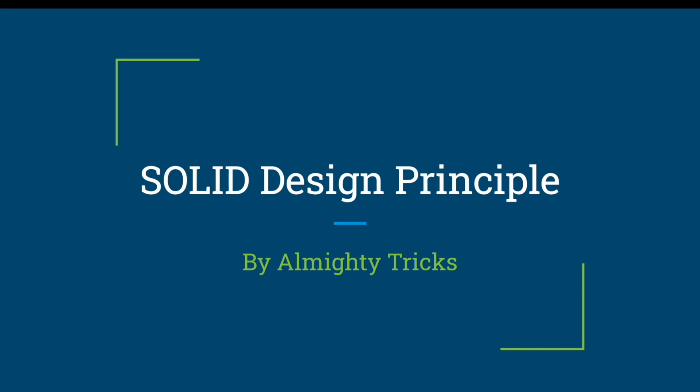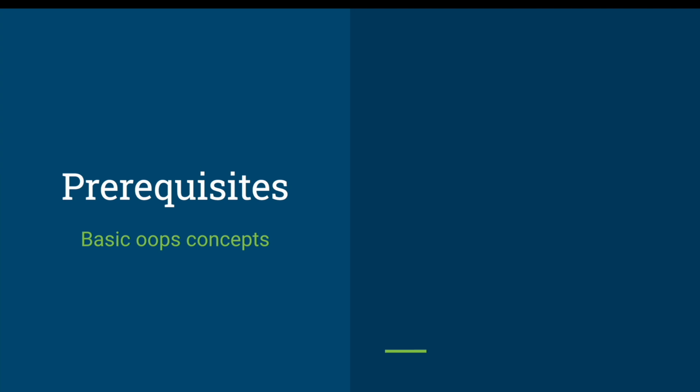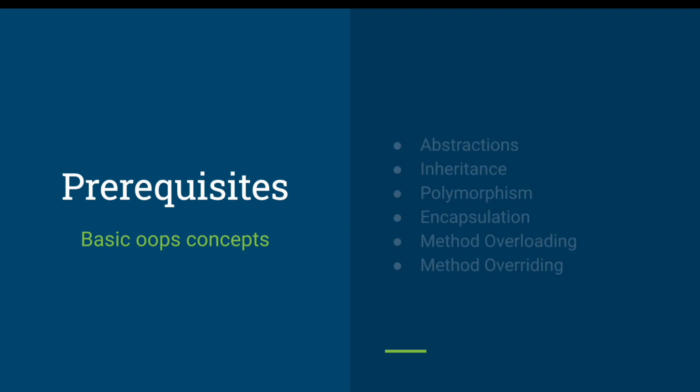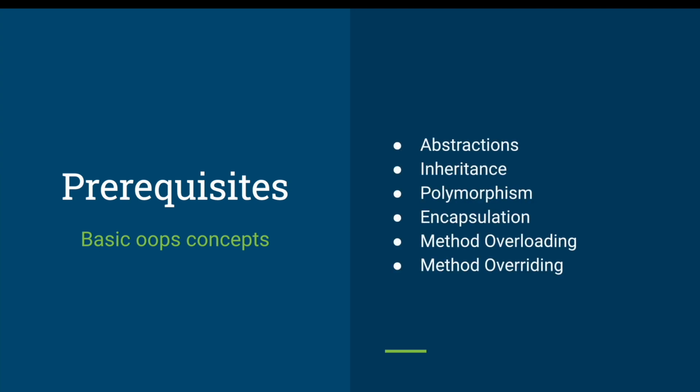So before going to the actual content, basically we need to have some prerequisite. We need to have basic understanding of the OOPS concepts, like abstraction, inheritance, polymorphism, encapsulation, method overloading, and method overriding.